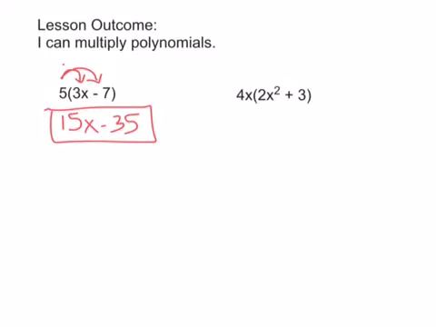In this second example, I'm going to show a different strategy that you can use. It is called an array. And you may have seen something like this before. An array is kind of like a table, and if we're multiplying a one-term, a monomial, times two terms, we will need a 1 by 2 array. So I'm going to draw a 1 by 2 array. This is what it's going to look like.